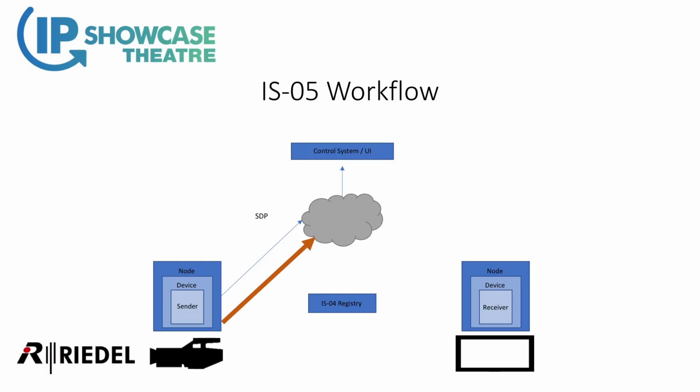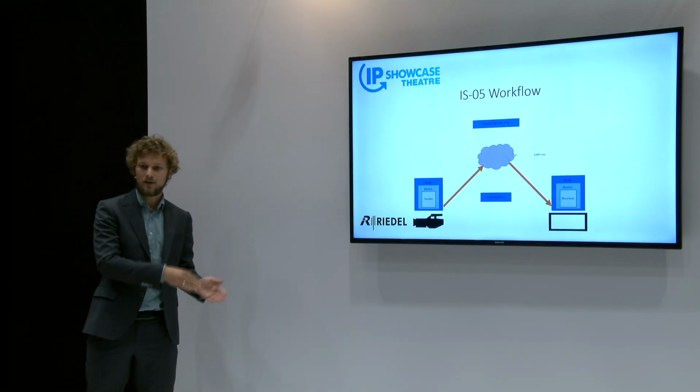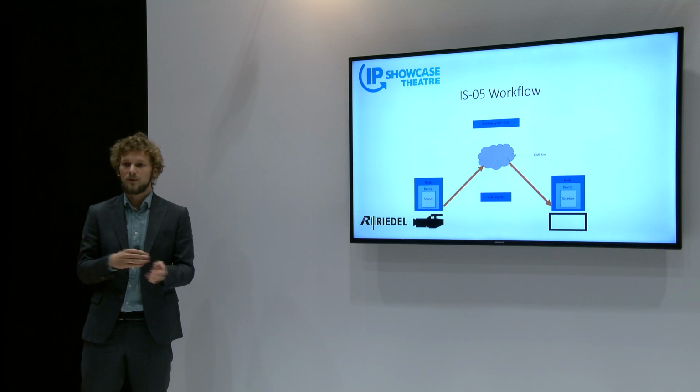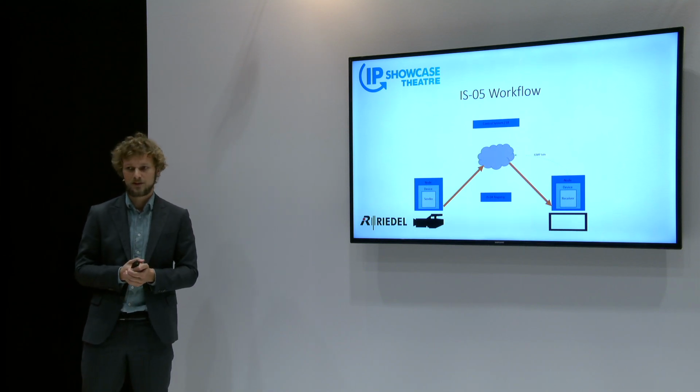So you get the SDP and then post it to the receiver. The receiver can then calibrate its tunings and enable the receiver. The receiver does an IGMP join, and you have your stream running. And that's basically the workflow of ISO 5. And you can exchange the control system from vendor A to vendor B. Anyone who follows that specification, then it works.